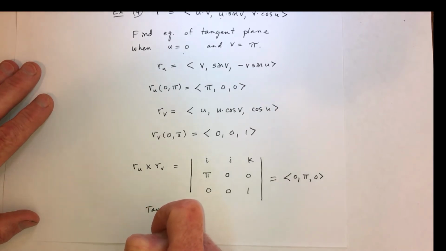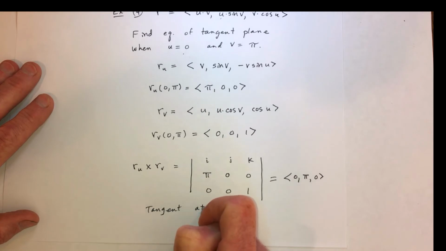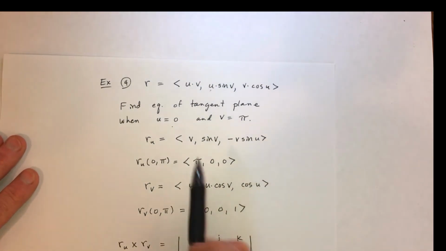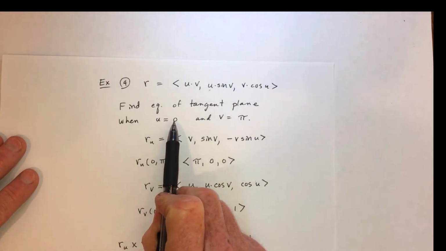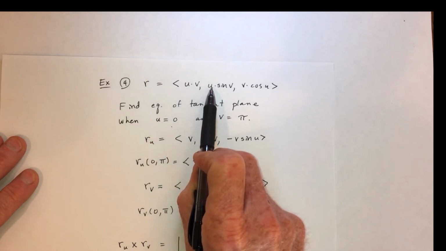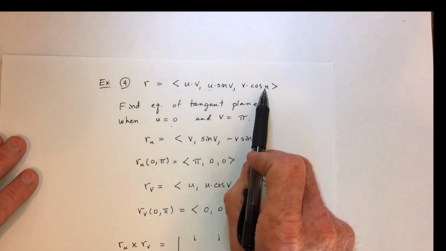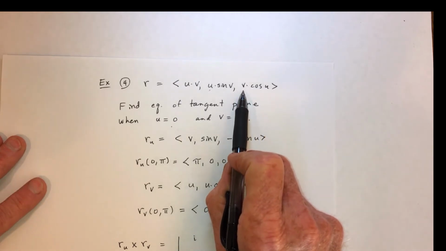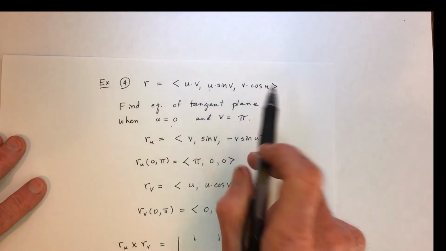So the tangent plane at, and then what would the actual point be? So go back to the original function, and if you substitute 0, that's going to be 0, that's going to be 0, and then this is going to be cosine of 0, which is 1, and substitute the pi, so the point is 0, 0, pi.